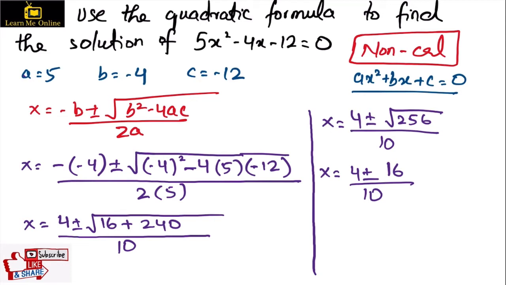So now I'm going to write it down as x equals 4 plus 16 over 10. You would have one x value from here. The next is x equals 4 minus 16 over 10. You'll get another x value from here.